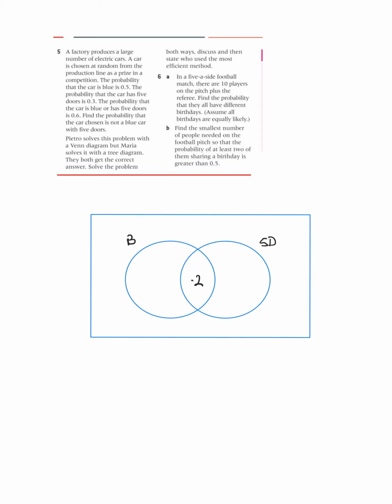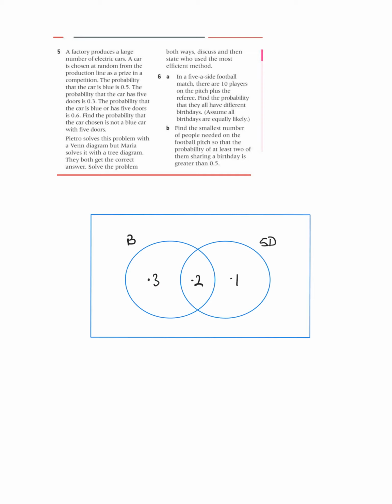And if that's 0.2, and we know that everything in B is 0.5, then we must write 0.3 here. All right. And for 5 doors, it tells us that that's 0.3, so if that's 0.2, that must be 0.1. Okay, so that's how our Venn diagram looks. We knew we had 0.6 in the circles, so this must be 0.4 out here, because 0.3, 0.2, and 0.1 is 0.6.